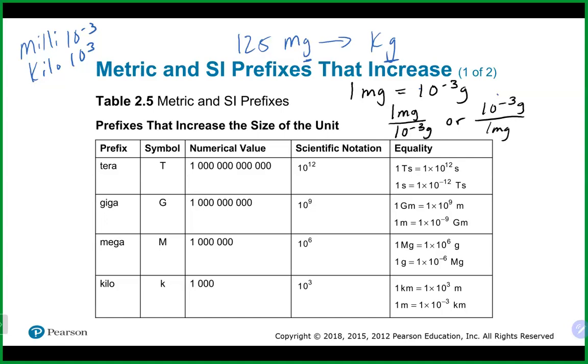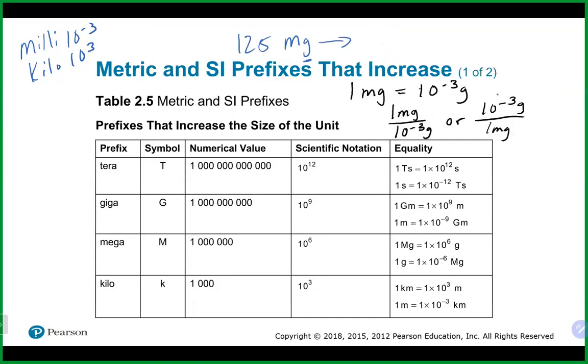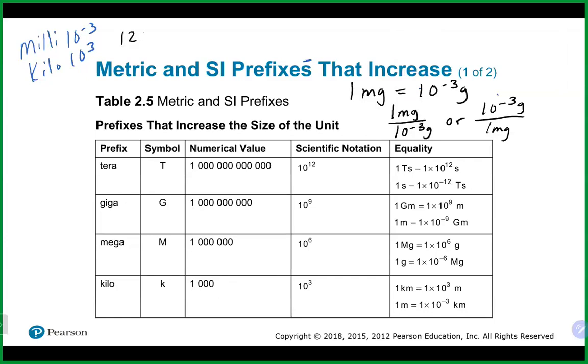So for the first part of the calculation, we start with 125 milligrams, and we're going to go opposite here. We want the 1 milligram on the bottom and 10 to the minus 3 grams up on top, and we would use this one. If I stop the calculation right at this point, I am in units of grams, so I have basically taken it back to the base unit.